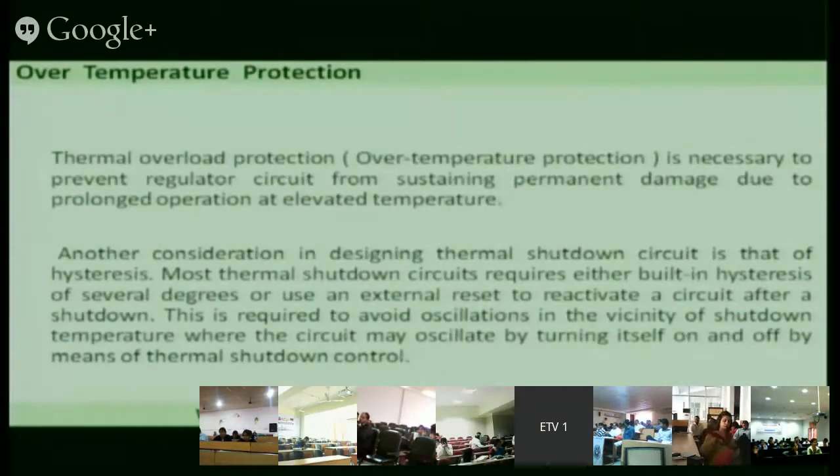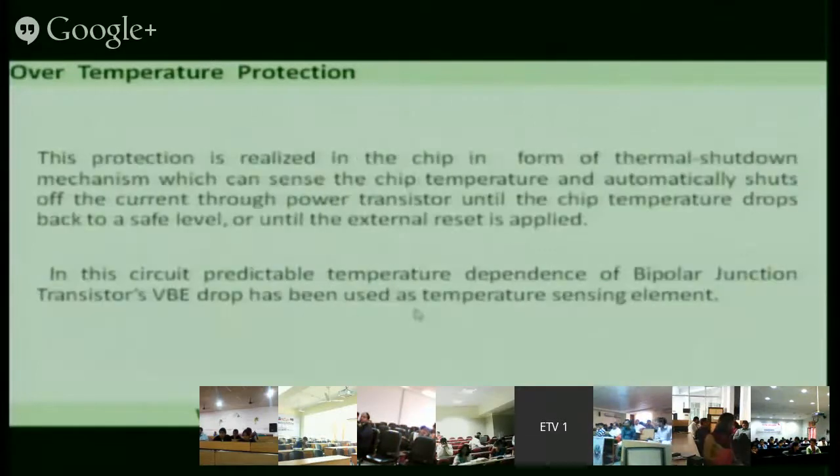So at 140 degrees it shuts down. It turns on at say 100 degrees. So there is a hysteresis so that the circuit should not oscillate. If that hysteresis is less, then the circuit may oscillate. To avoid this, that hysteresis is kept in that. So this is the over temperature protection. It is in the form of a thermal shutdown mechanism which can sense the chip temperature and automatically shuts off. The bipolar BJT VBE drop is used as a temperature sensing element. So how to sense a temperature?